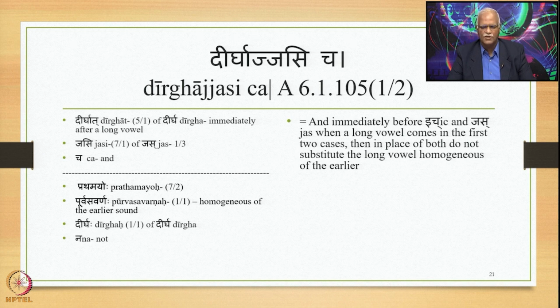So, the meaning of the sutra is this: and immediately before Ich and Jas, when a long vowel comes in the first two cases, then in place of both, do not substitute the long vowel that is homogeneous of the earlier. I repeat, and immediately before Ich and Jas, when a long vowel comes in the first two cases, then in place of both, do not substitute the long vowel that is homogeneous of the earlier.